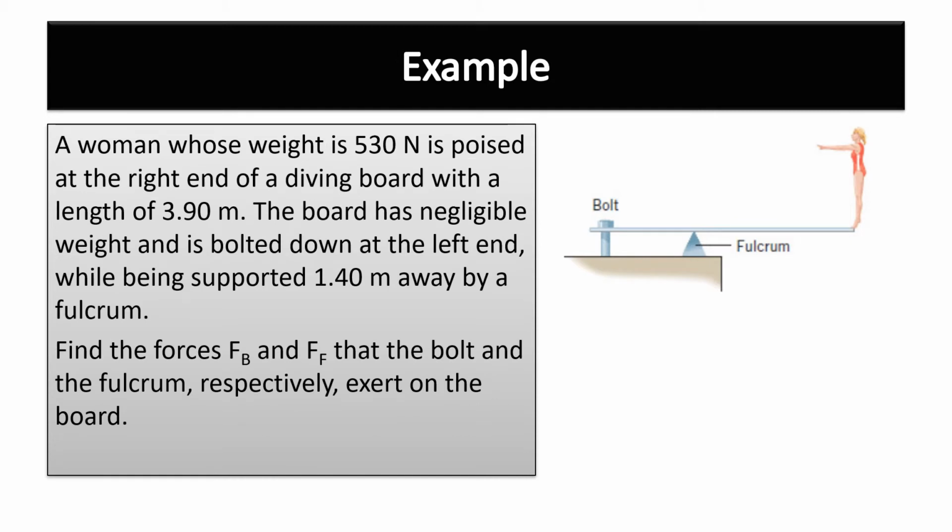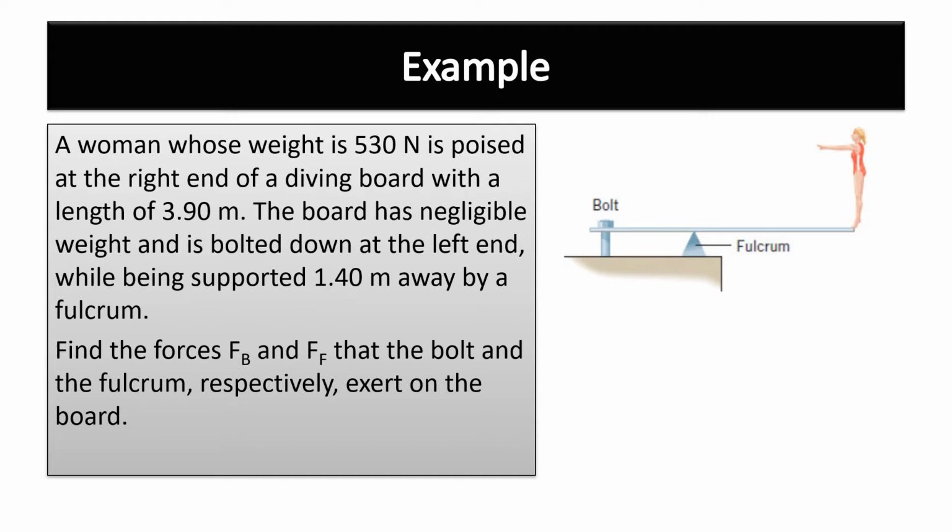So let's get right into an example because we've already seen how to deal with these net force equations. We've already seen how to make free body diagrams. We're just adding in torques to the equation as well. So a woman whose weight is 530 newtons is poised at the right end of a diving board with a length of 3.9 meters. The board has negligible weight and is bolted down at the left end while being supported 1.4 meters away by a fulcrum. Find the forces FB, that's like the force of the bolt, and FF, the force of the fulcrum, respectively, that is exerted on the board.